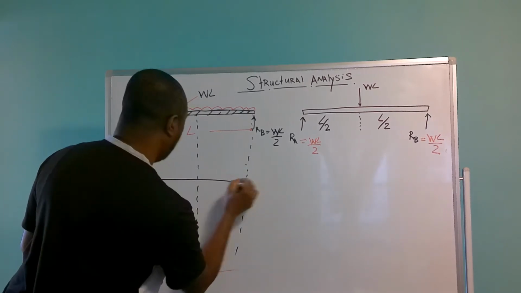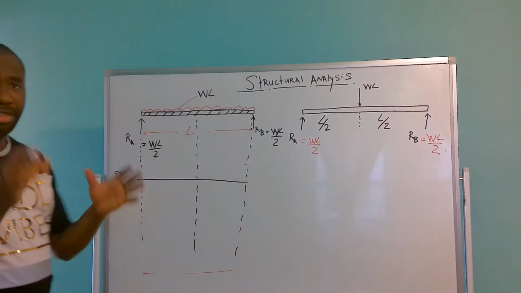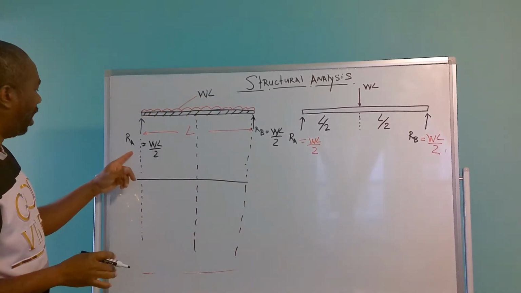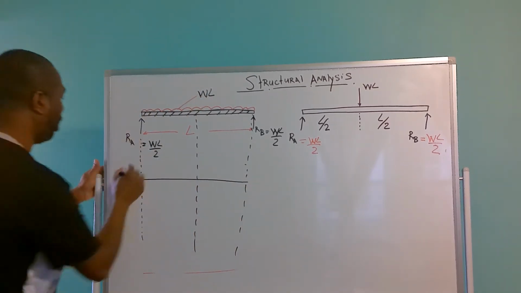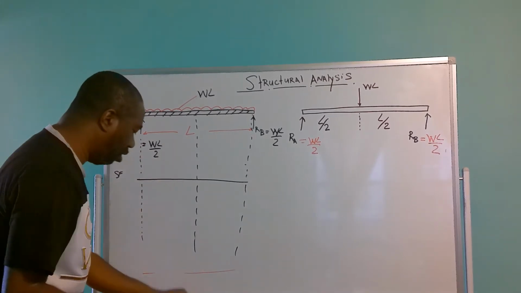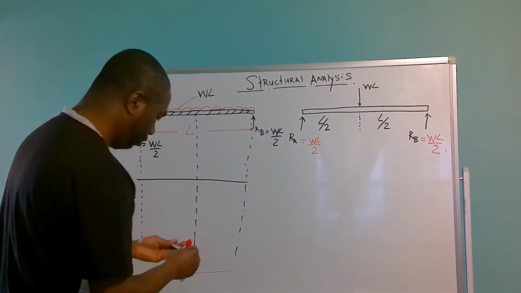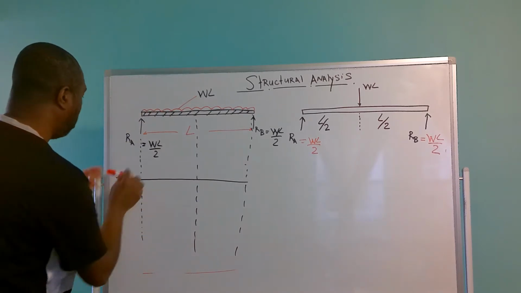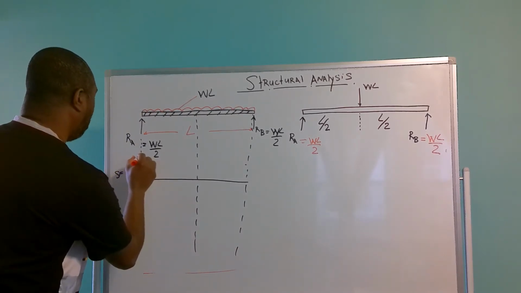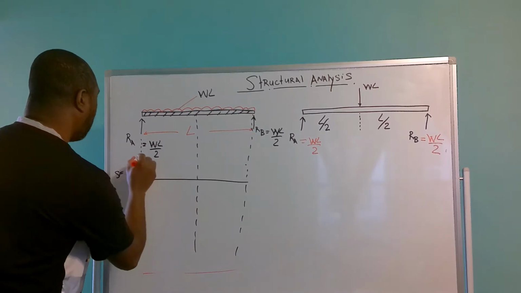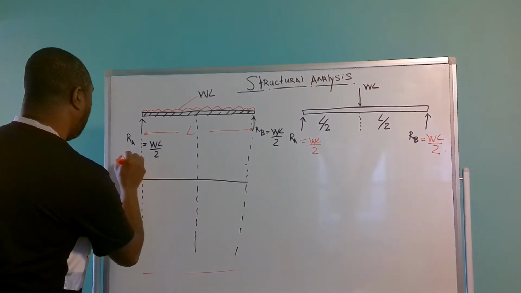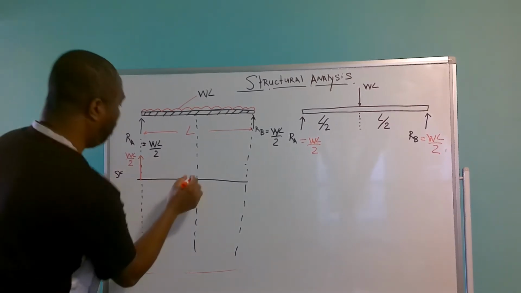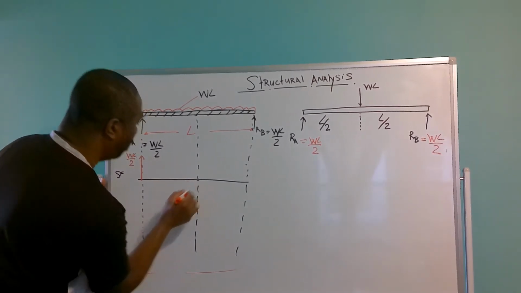Right? So, to draw the shear force now, we are going up. We have a reaction here of WL going upward. So, WL is going to come here. WL is going to come here. WL over 2 is going to come here. And this is the center here.